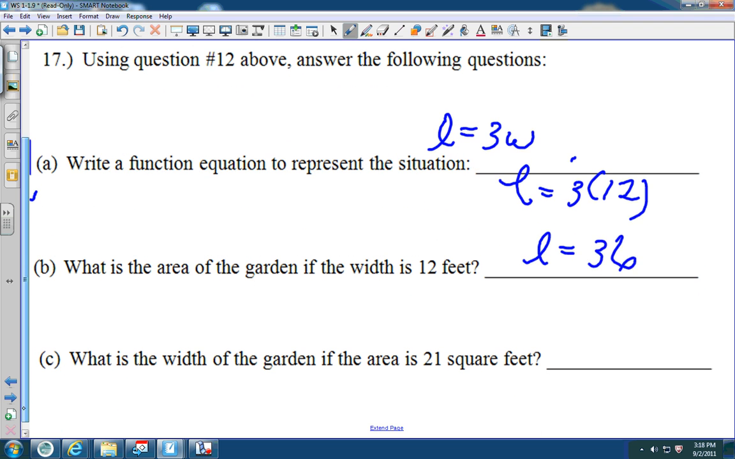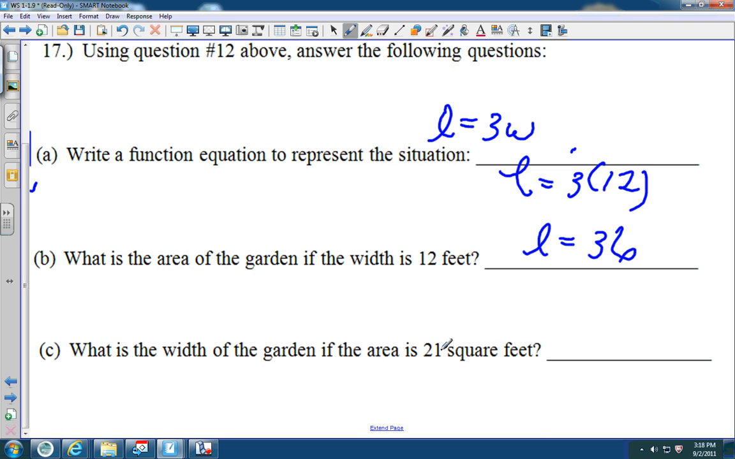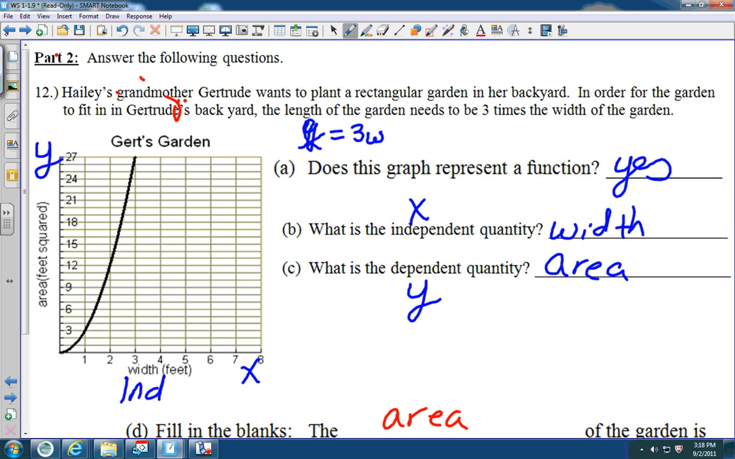What is the width of the garden if the area, oh, it's not area, it's not L, is it? I should have area, sorry. Did I do that right? Let's see. Sorry, I need to look at this a second. I was doing this too fast. It talks about the width, and it says the length is 3 times the width, and area is length times width. So I did mess that up.